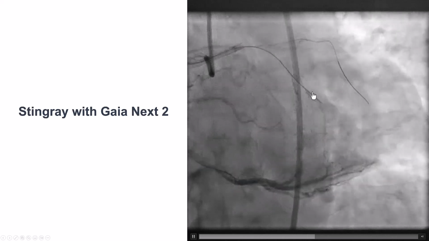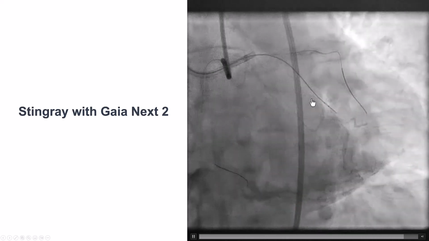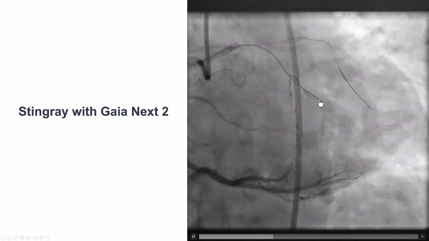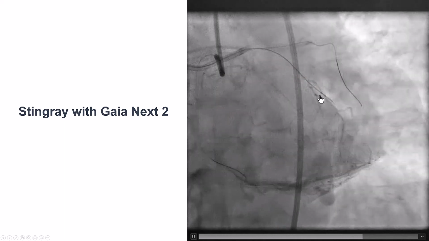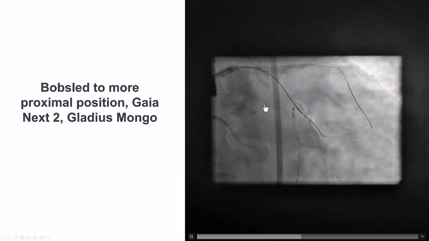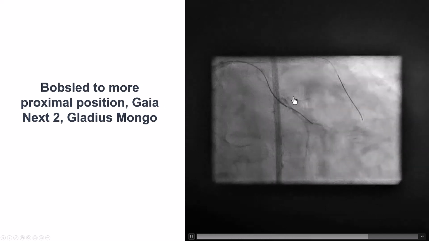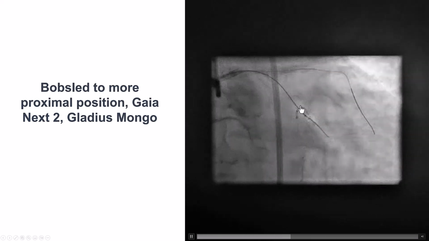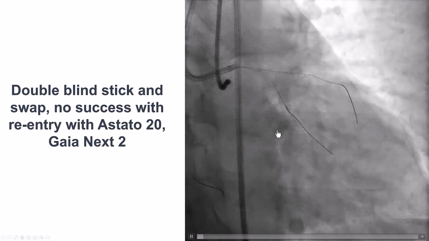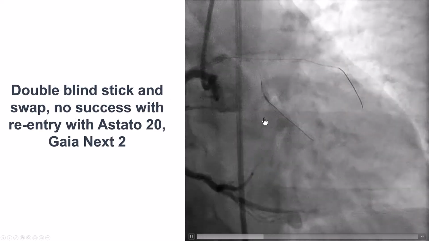So we decided to bring a Stingray and perform reentry. And this is a Stingray. It was a little further down, so we decided to bring it back a little bit. And then now we are in the more proximal portion of the vessel. So we did the stick and swap technique with a Gaia X2 to stick and then a Gladius Mongo for swapping. But unfortunately, it did not work.